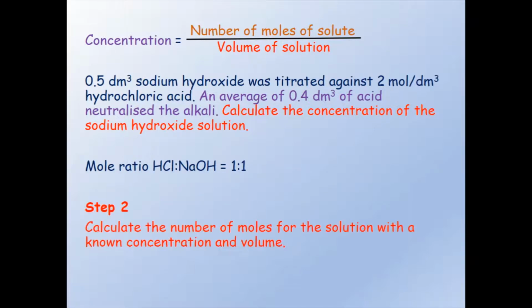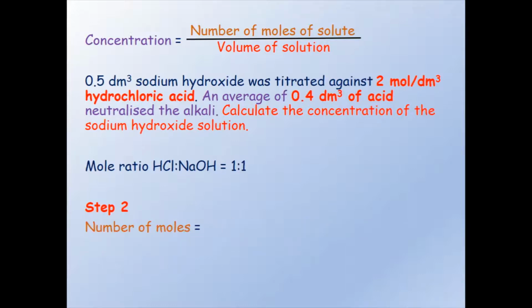Step 2. Calculate the number of moles for the solution with a known concentration and volume. The solution with the known concentration and volume is the acid, so we know that the concentration is 2 mol/dm³. And we also know that the volume is 0.4 dm³.